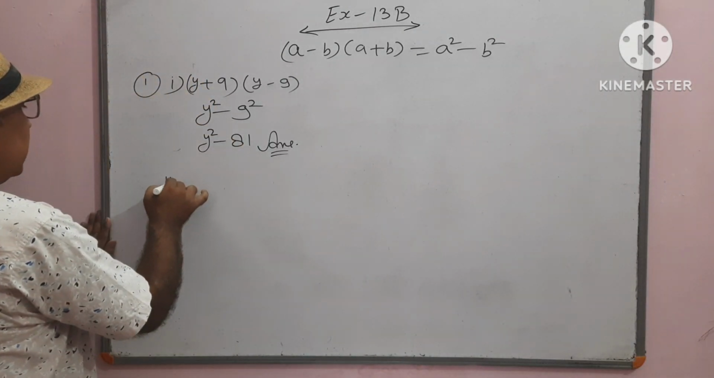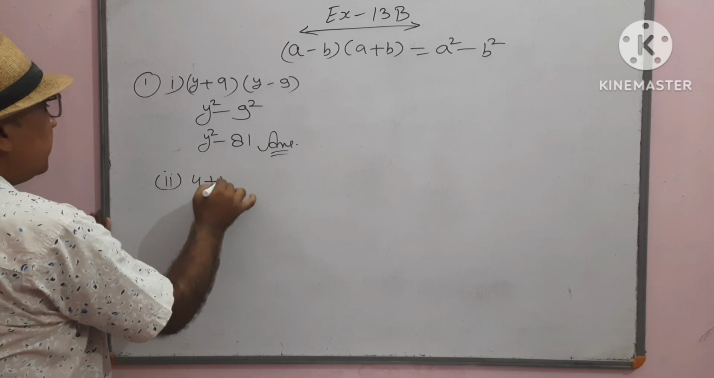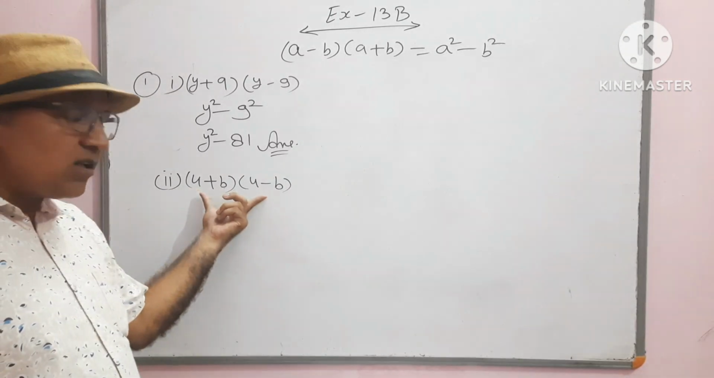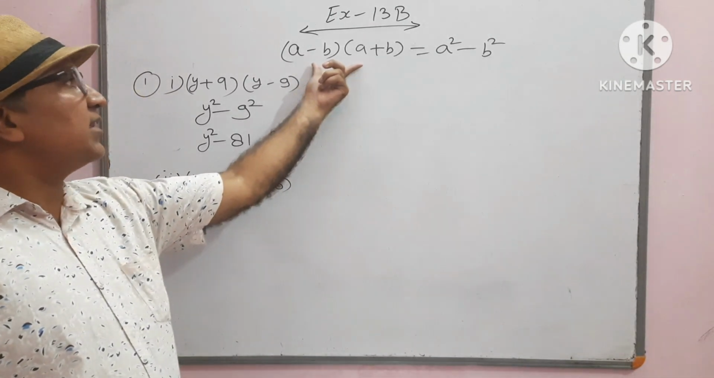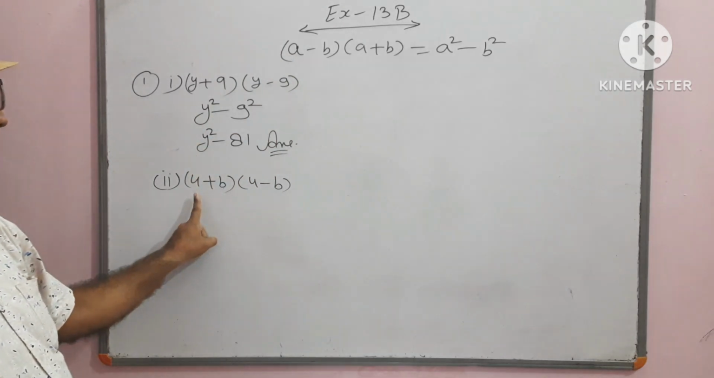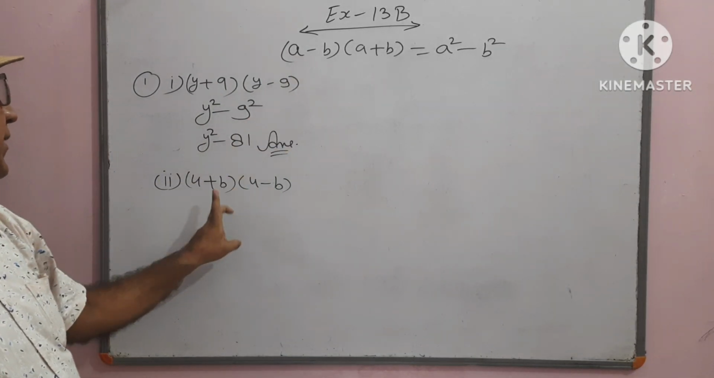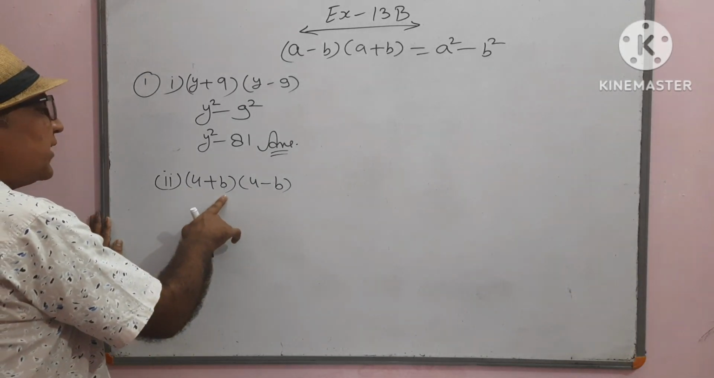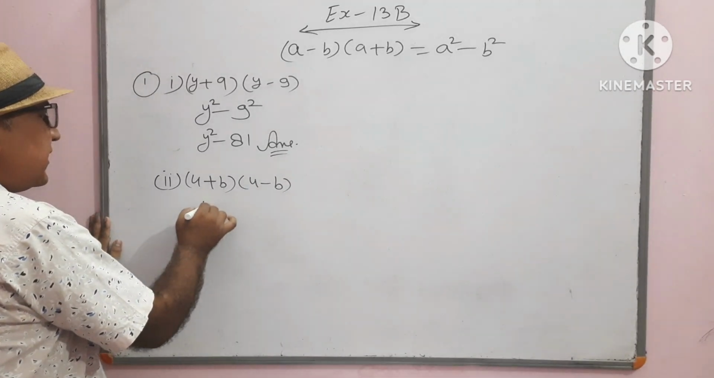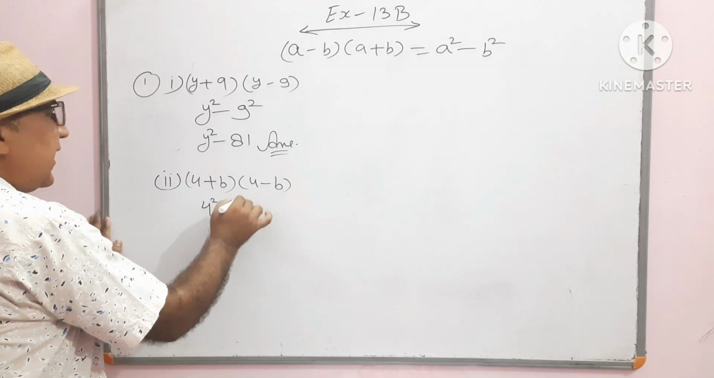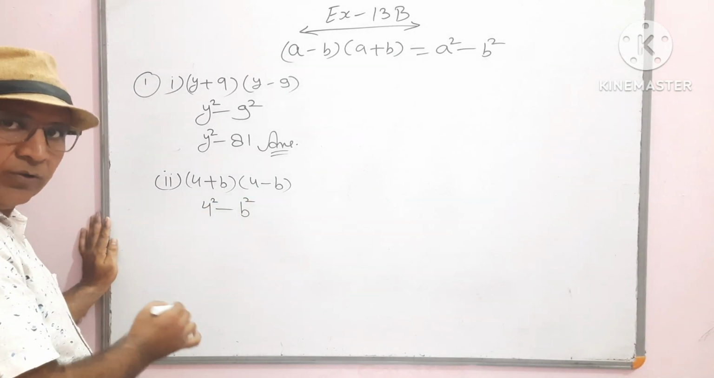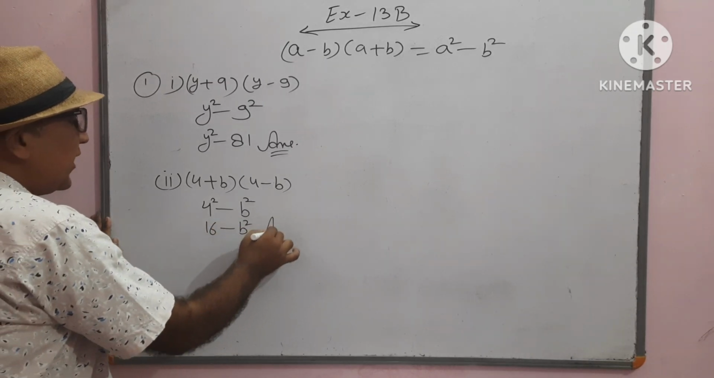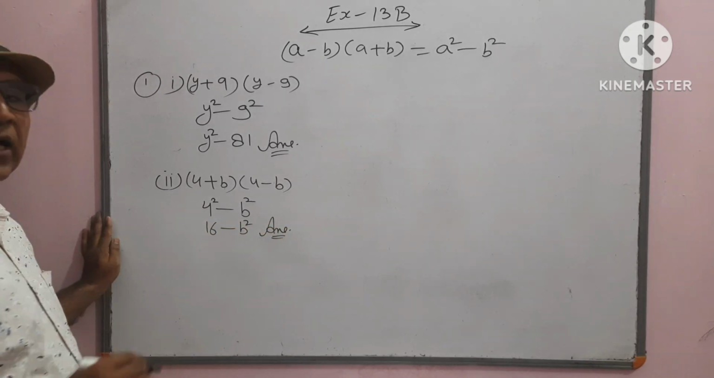Second part is (4 plus b) into (4 minus b). Again watch your question and compare it with the identity. At the place of a there is 4, at the place of b there is b. So again we will use the same identity. (4 plus b) into (4 minus b) is equal to 4 square minus b square. Now 4 square is 16 minus b square and this will be your answer.